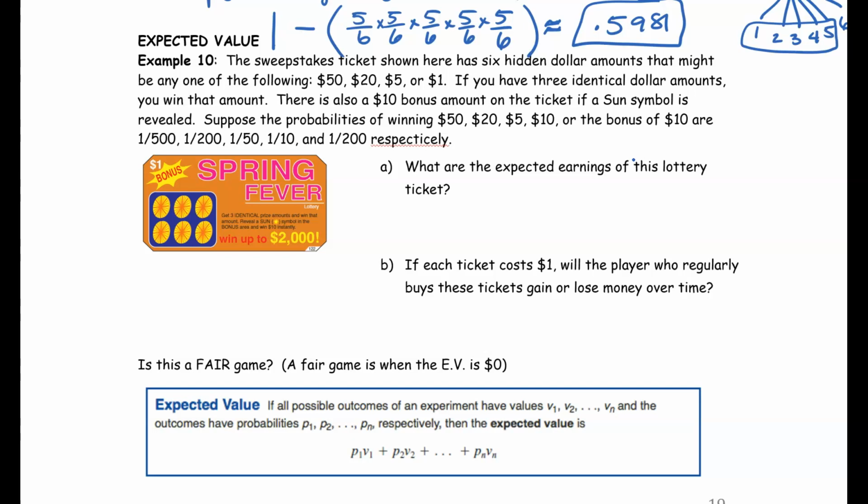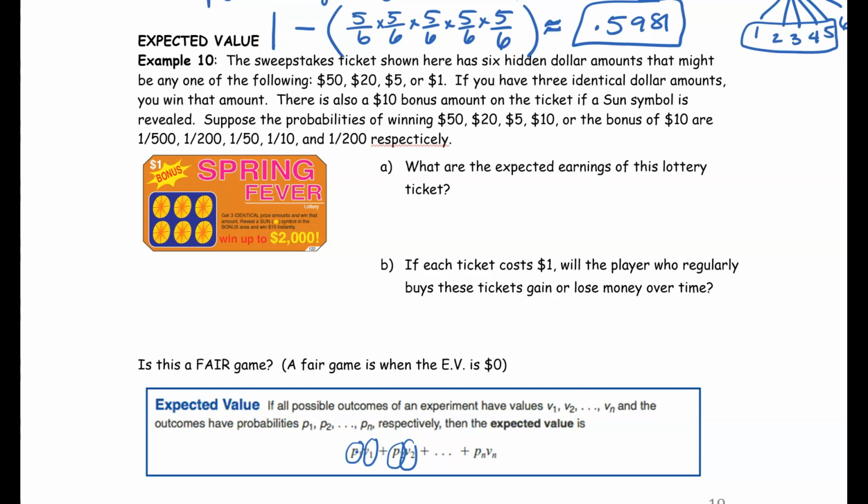So the formula for expected value is in the box below. Basically, you take the probability of something happening times the outcome, plus the probability of another event times the outcome. And by outcome, I mean the value. If you're winning, it's going to be positive. If you're losing, it's going to be negative.